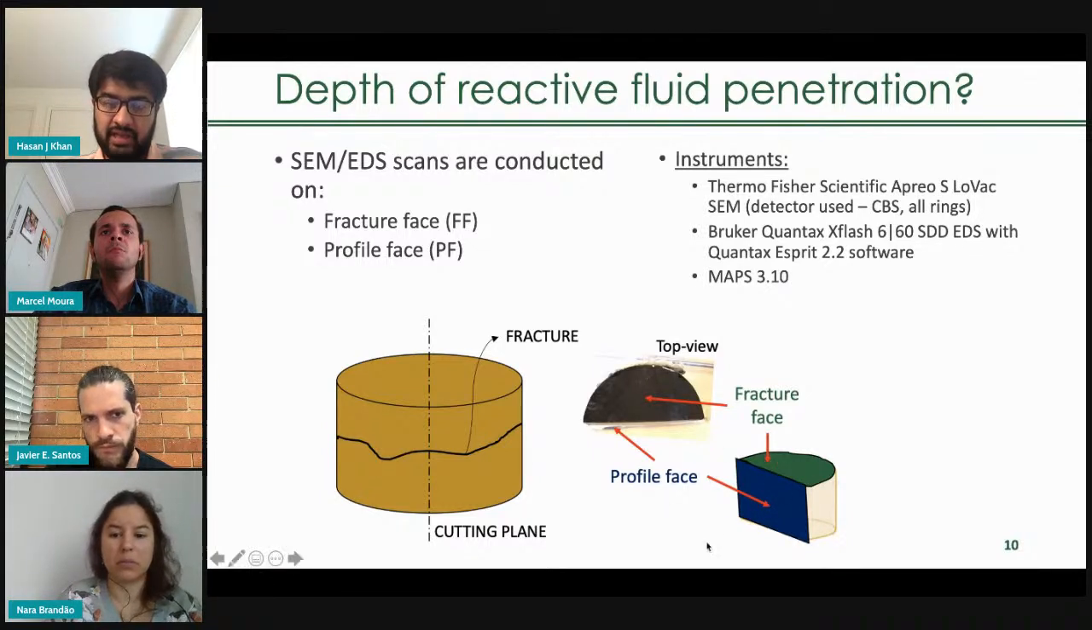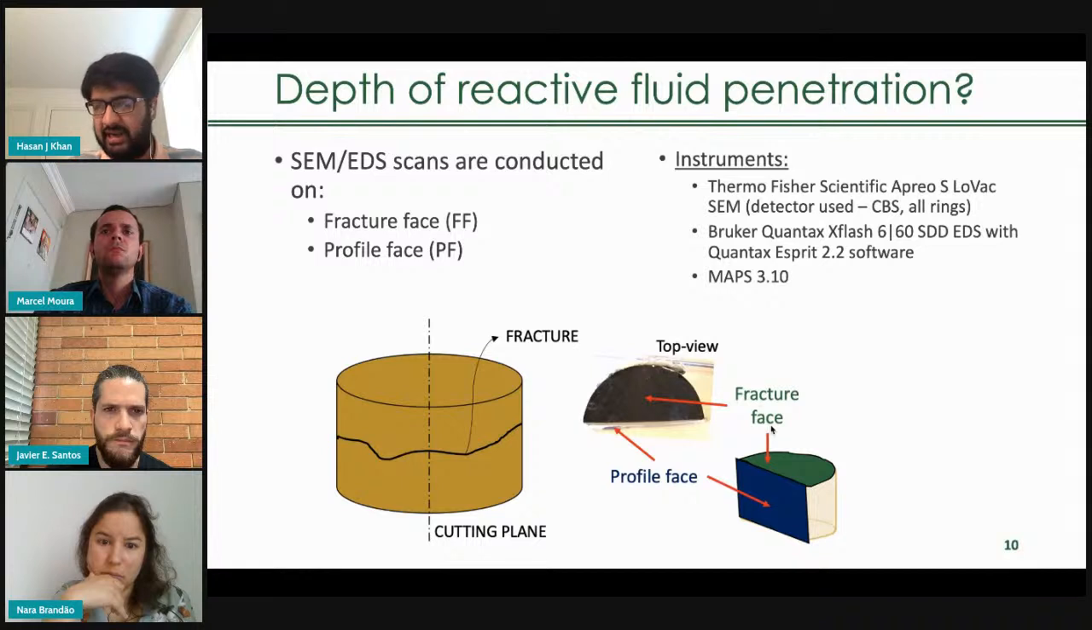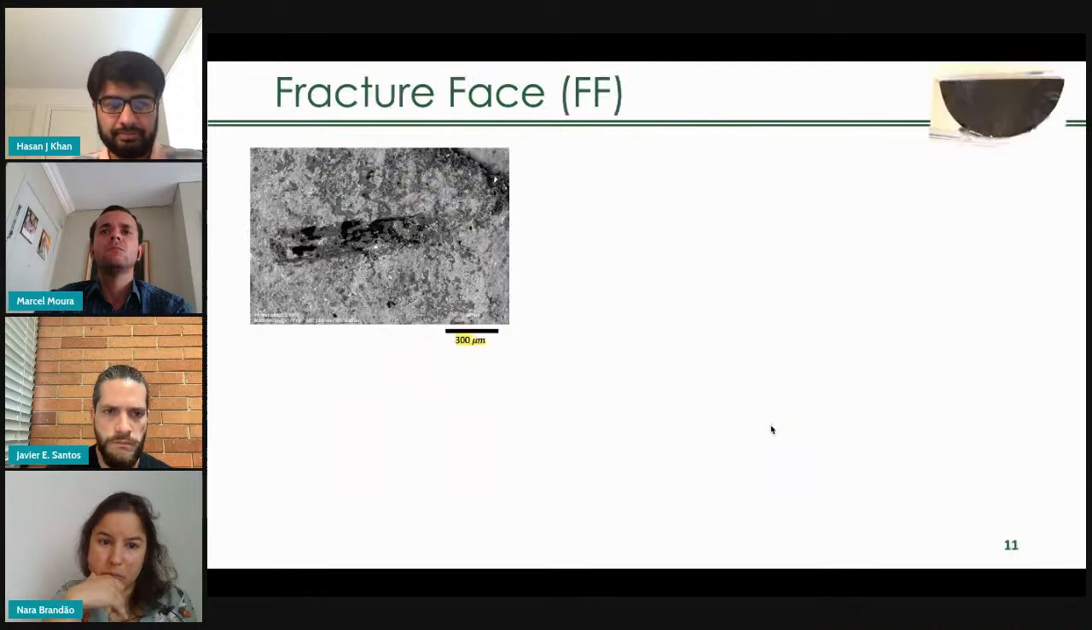So we polished the profile surface and coated it with gold prior to the SEM, and for the fracture surface, we just coated it with the gold particles, and we did not polish the surface because we wanted to capture the surface topography.